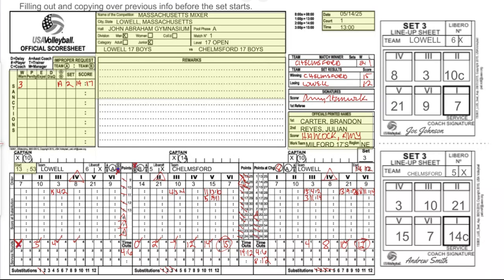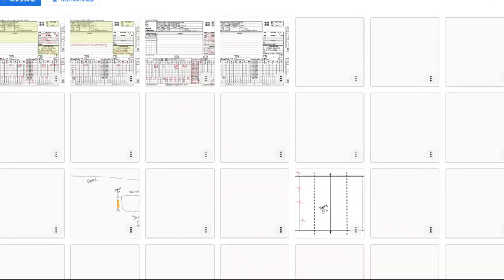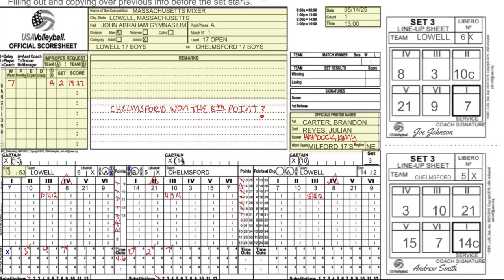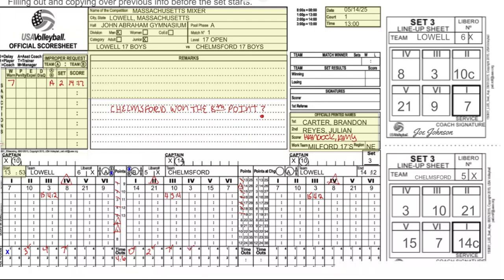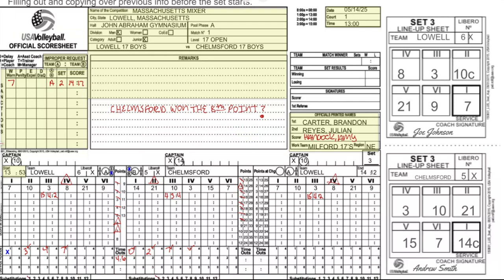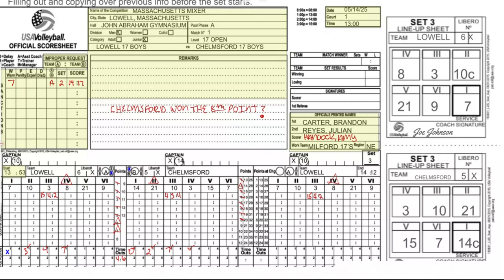So in our pretend set, Lowell got the 8th point first. So what would happen if Chelmsford got the 8th point first? So here is the next scenario. Number 3 is serving for Chelmsford, so we take him, and they score their 8th point. We inform the official that a court change needs to happen.